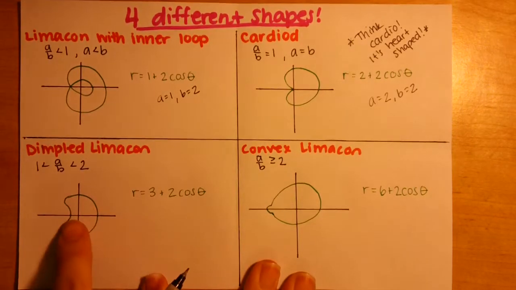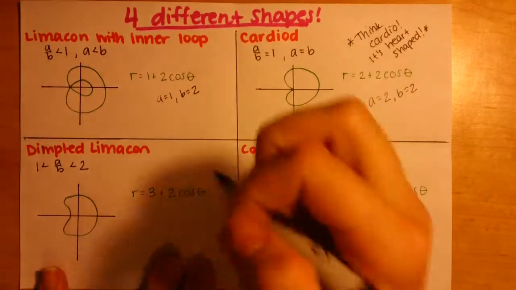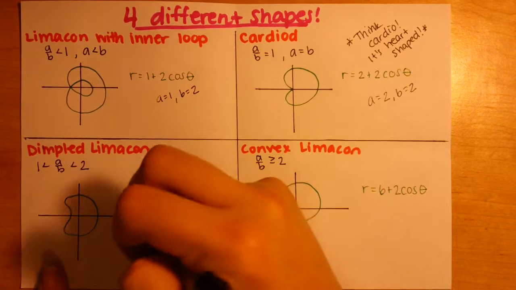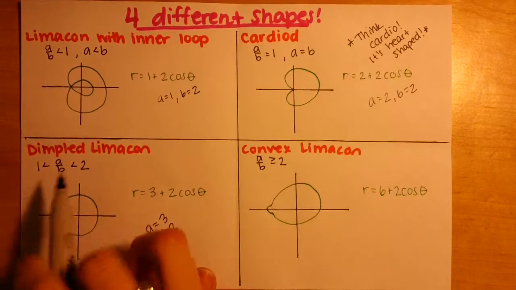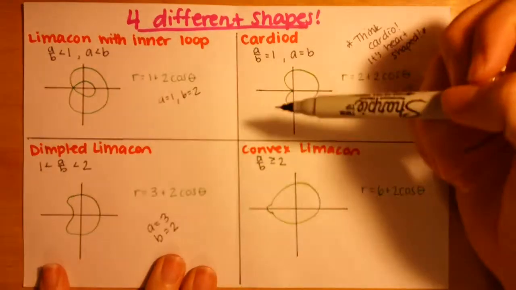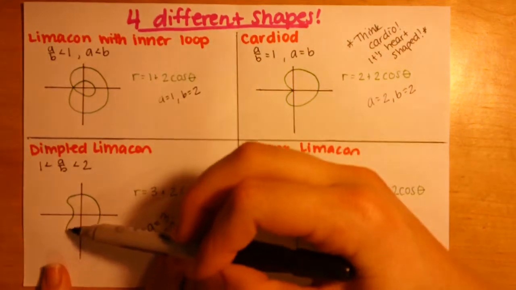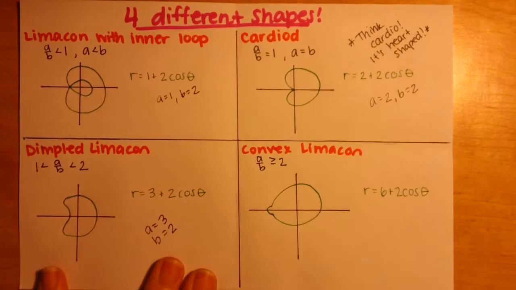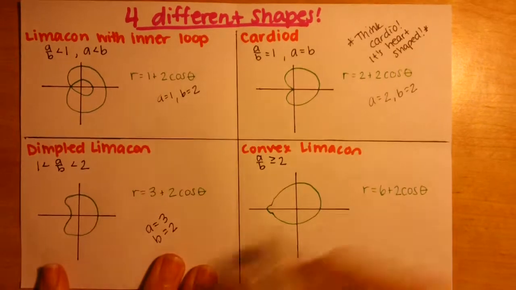Now we'll look at a dimpled limacon. The equation I picked here was r equals 3 plus 2 cosine theta. So my a equals 3 and my b equals 2. The restriction for this one is a over b has to be between 1 and 2. a over b is 3 over 2, which is 1.5, so it is in fact between 1 and 2, and I get this sort of dimpled effect. It kind of looks like a mushy Pac-Man, whatever you want to remember it as, but it's got a big huge dimple in it.